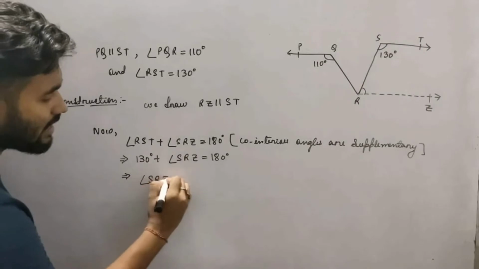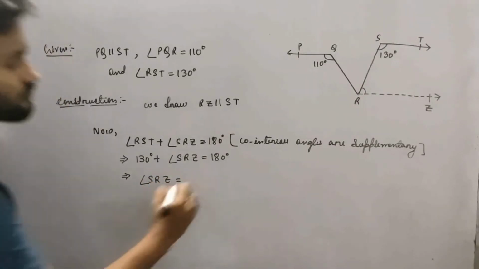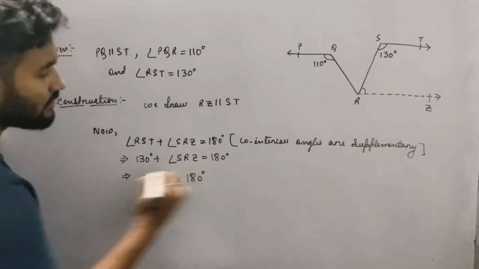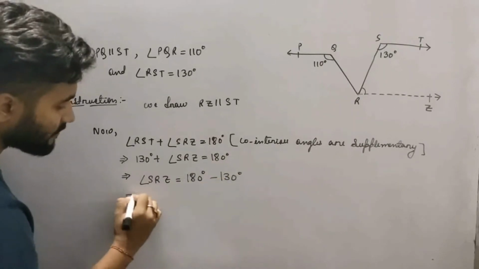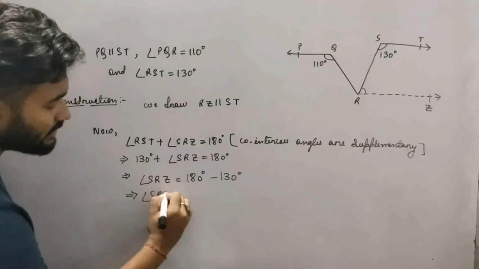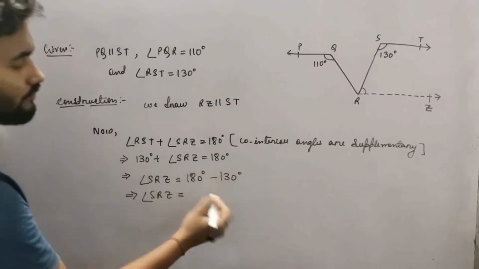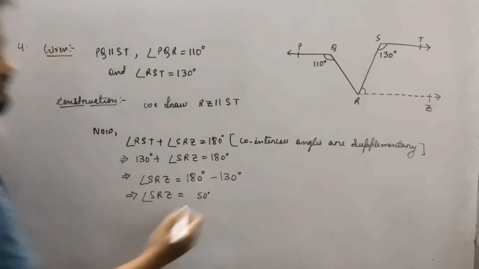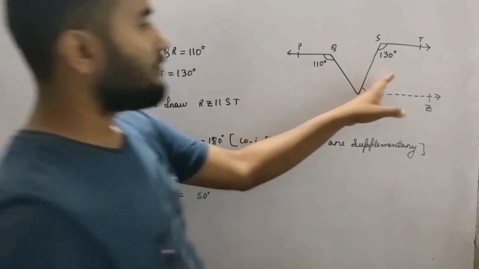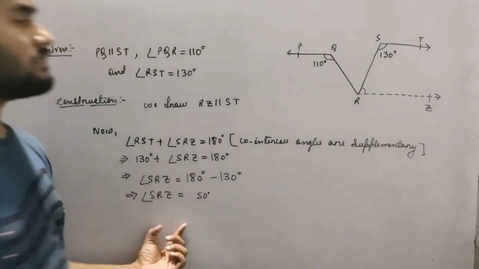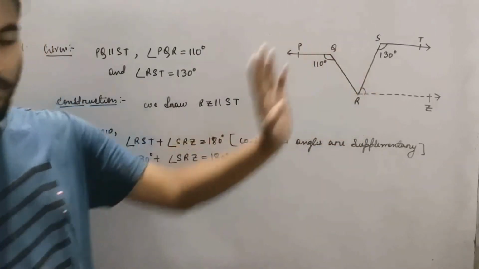Angle SRZ will be equal to what? 180 degree. 130 will go to that side. The calculation part is easy, only you have to understand the diagram. So 50 degree, isn't it? 50, 60, 70, 80. So what is the value of angle SRZ? 50 degree. We have got this angle. Okay, this angle we have got.